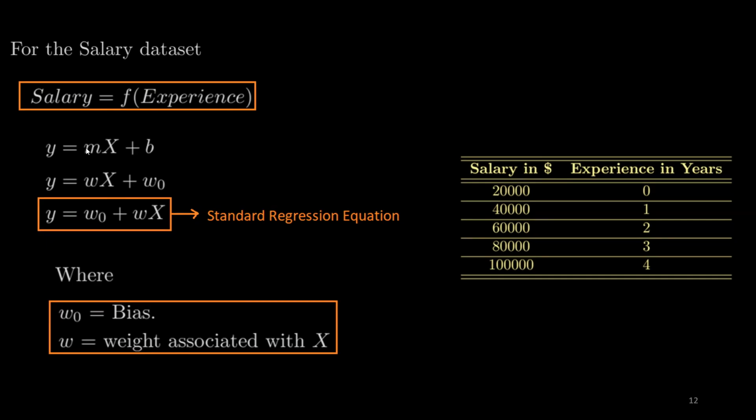Similarly, we have transformed a linear model equation into standard regression equation. So this equation, which is standard regression equation, is very similar to a linear equation, except there is a change in the variable notation. Now we are using W naught and W instead of B and M. Now W naught will be called the bias of a regression model, and W will be called the weight which is associated with the feature. So we will discuss both the concept of bias and weight in detail in the coming slides.